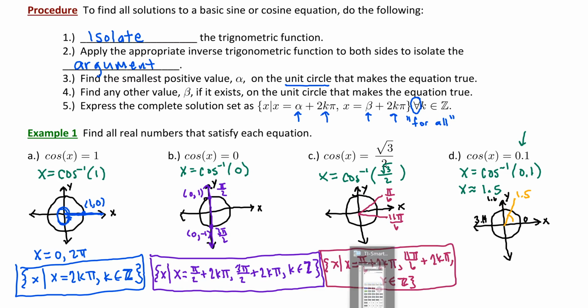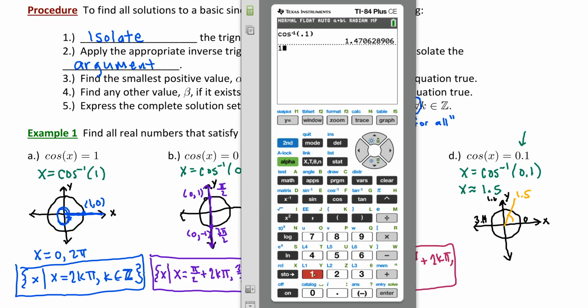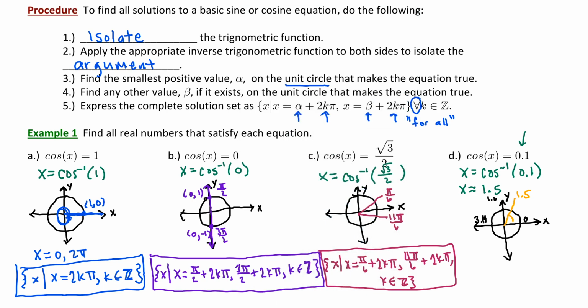Now, another way to determine the location of that radian measure is simply to convert it to degrees. Remember, you can multiply a radian measure by 180 over pi to convert it to degrees. So we're dealing with about 86 degrees. So again, that can help you to visualize the quadrant in which the terminal side of this angle lands. So our first positive solution in the unit circle is 1.5 radians.